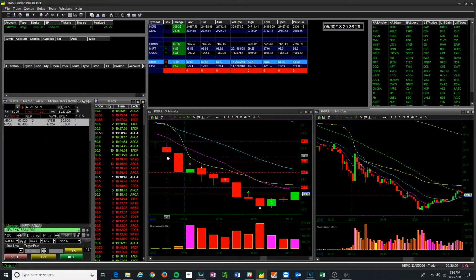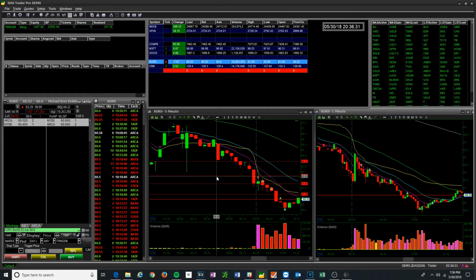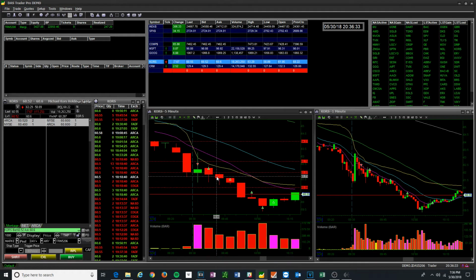Now, Cores gapped down in the pre-market. I think they had some bad news or whatever, but essentially my game plan going in, seeing this price action in the pre-market, was to short it.